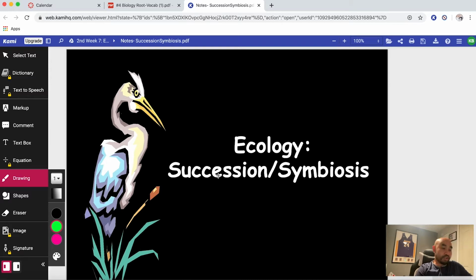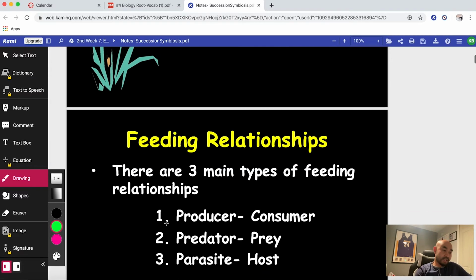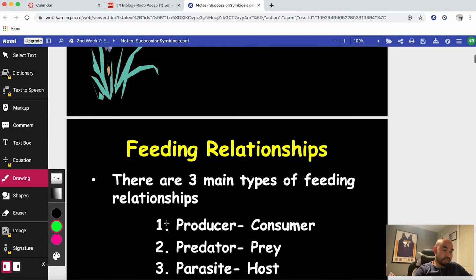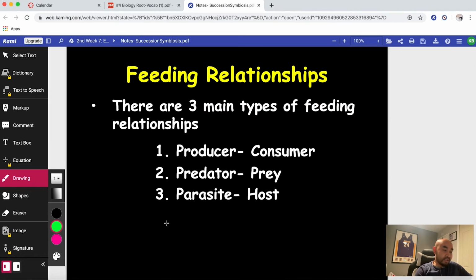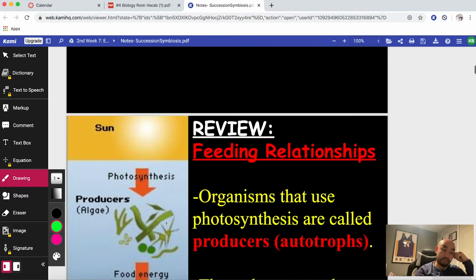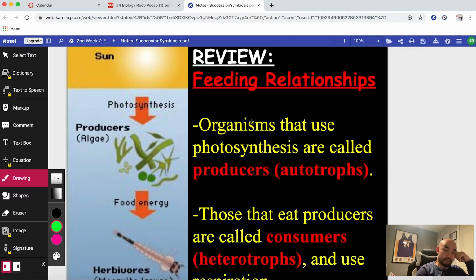The note we're going to do today is called succession and symbiosis. What is succession and symbiosis? First of all, before we talk about that, we need to review from before we left for all this COVID-19 issue. We did mention the 3 main types of feeding relationships: producer and consumer, and then predator and prey, which everybody should know, like a lion chasing a giraffe or a deer. Parasite and host, we're going to talk about that relationship as well. But just a quick review.